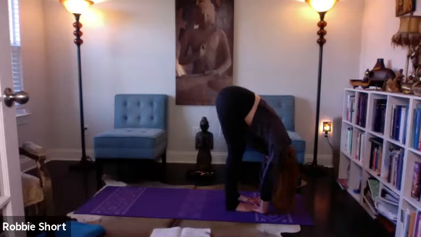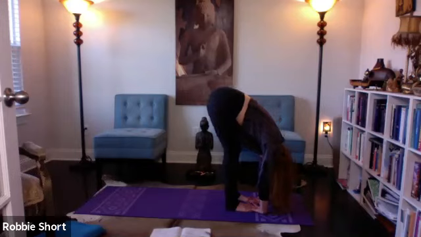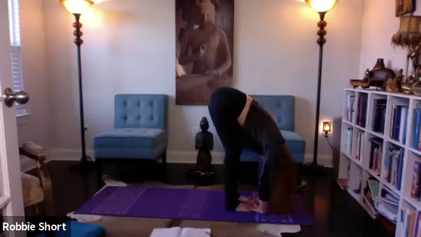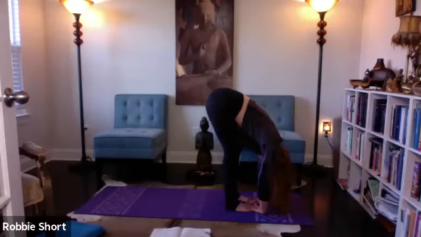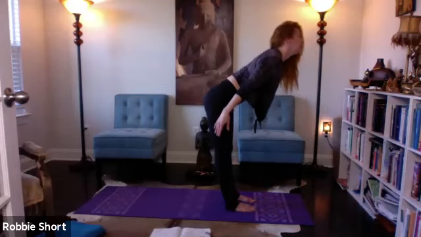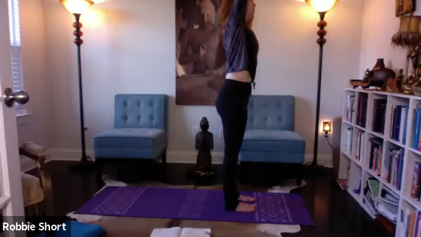This is good for the liver and the kidneys, which help to detoxify the body. Obviously good for decompressing the low back, great for the hamstrings. Because it's an inversion and a forward fold, it can be calming to the mind and nervous system. On your next inhalation, slowly come all the way up to Urdhva Hastasana.